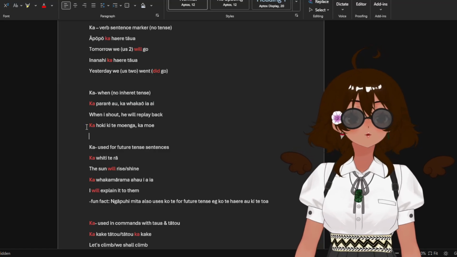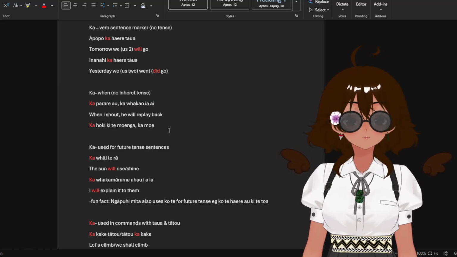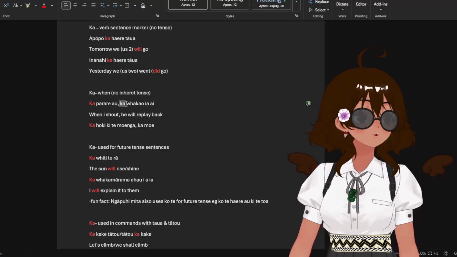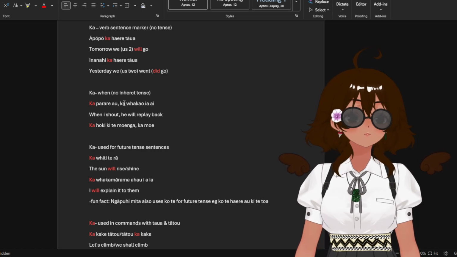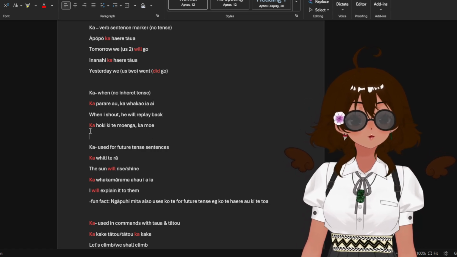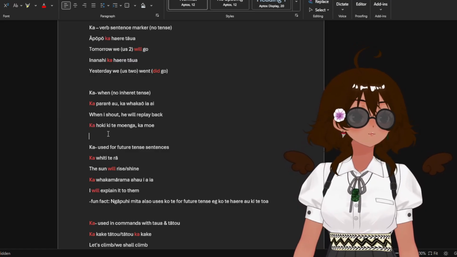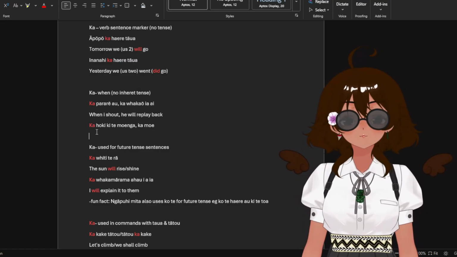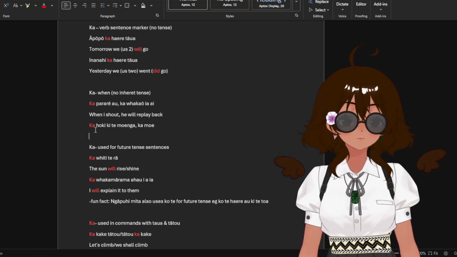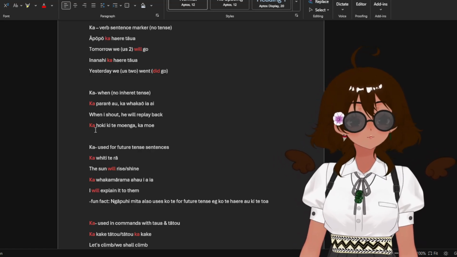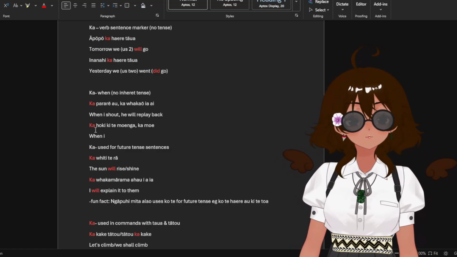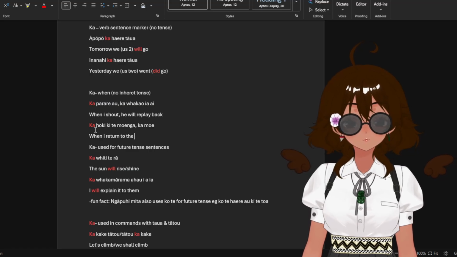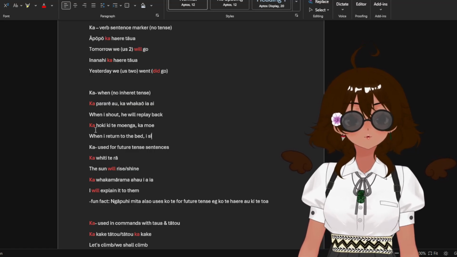Our next example here, ko kiki te moenga ka moe. Obviously, again, there's a second ka in here, which marks it as a verb sentence, or a verb phrase. And then we have the first ka here, which marks it as a when type of sentence. So in this instance, ka hoki, when return. So basically, when I return to the bed, I sleep.